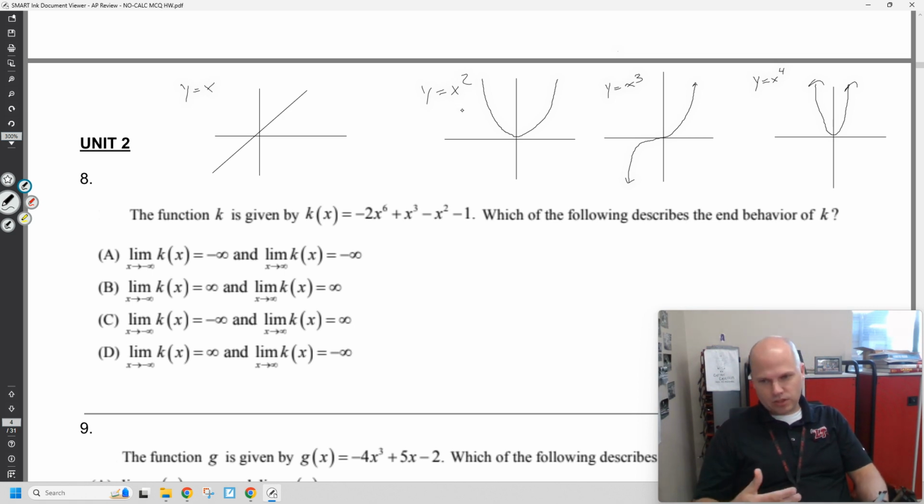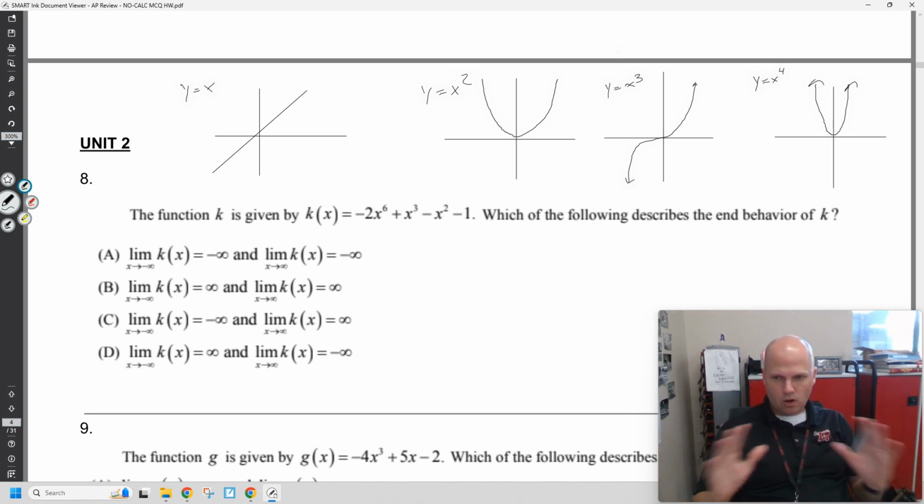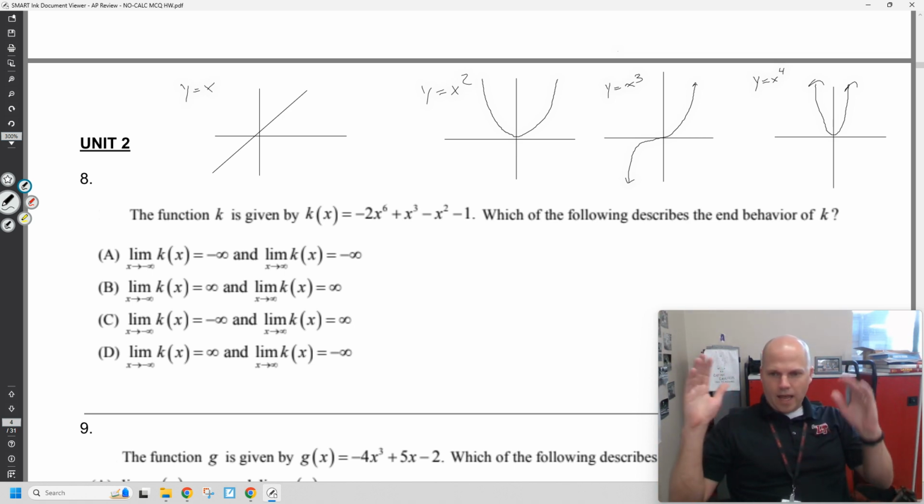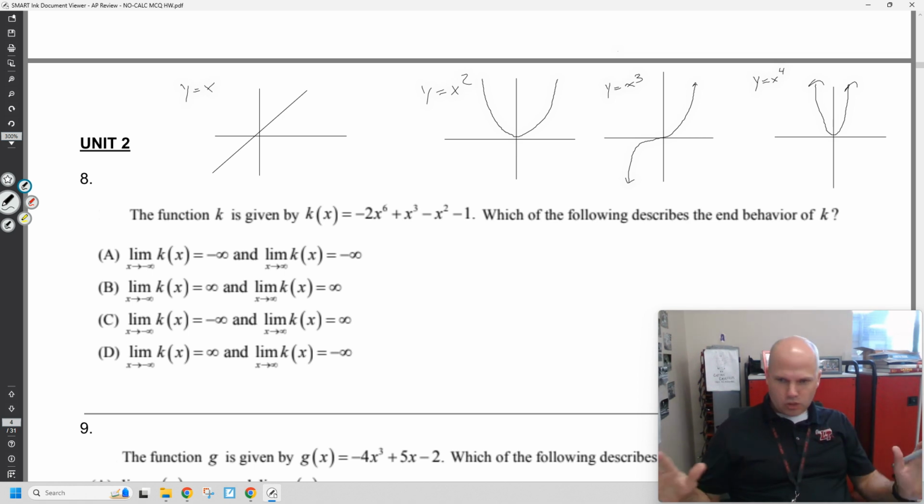Versus even powers. Take a number to an even power, it will always be positive, so there won't be a sign change. That root won't change signs. It'll always be the same sign. It will always be positive. So end behavior and zero behavior, just based on that. And that's all you need to know.